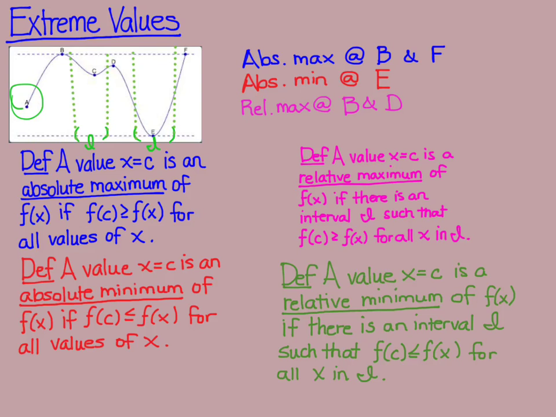Similarly, I could draw open intervals around c and e as shown in the picture, and we see that c and e are now relative minimums. a is not a relative minimum because we can't draw an open interval around a because it's an endpoint. So the relative minimums are at c and e.